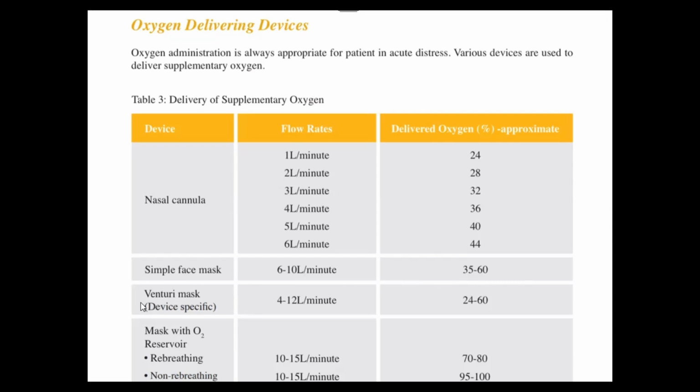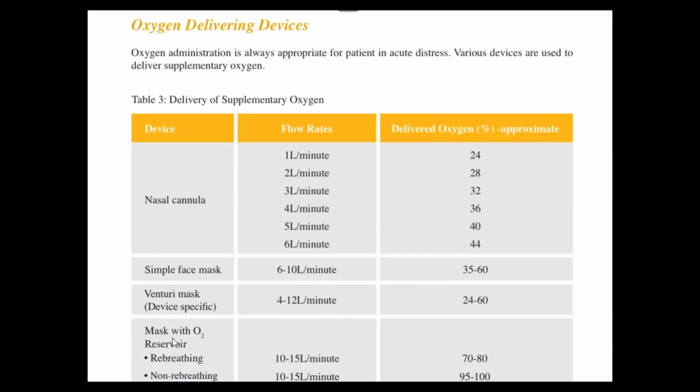And it's a working principle which works by a Venturi effect or Bernoulli principle. We'll talk about it later. It is based from 4 to 12 liters per minute, based on the adapter. The percentage of oxygen will be mentioned in the adapter, and accordingly you have to adjust the flow. It can give up to 24 to 60%.